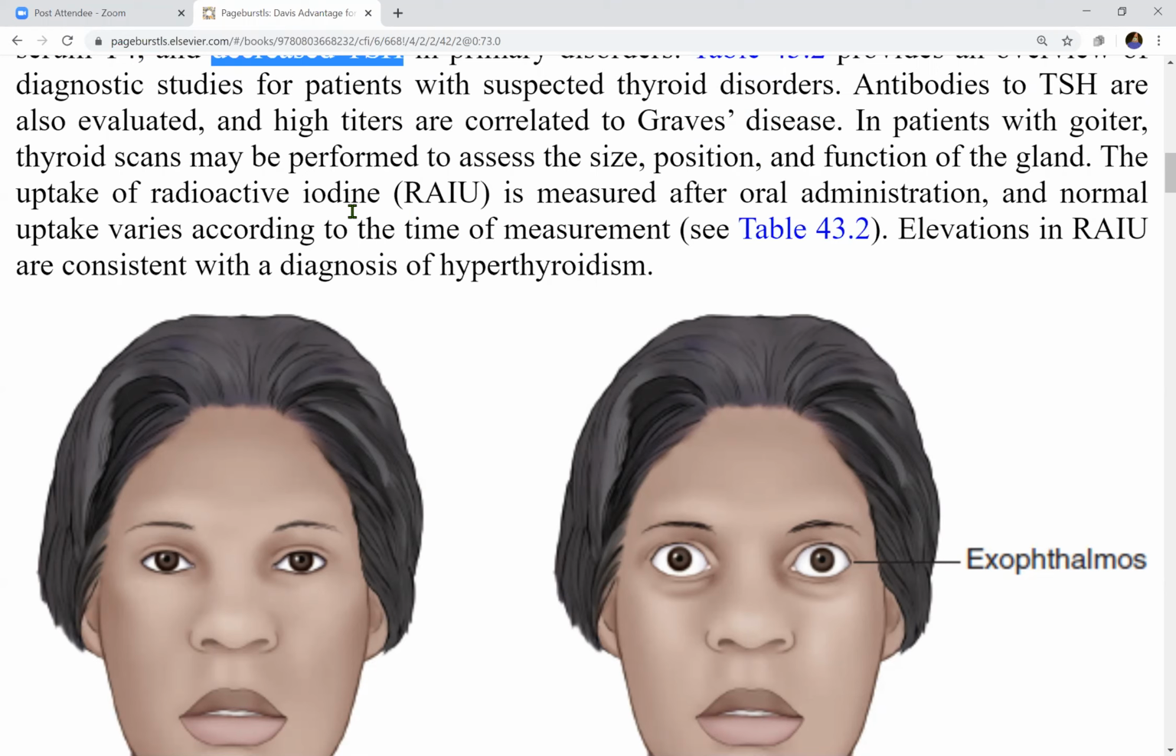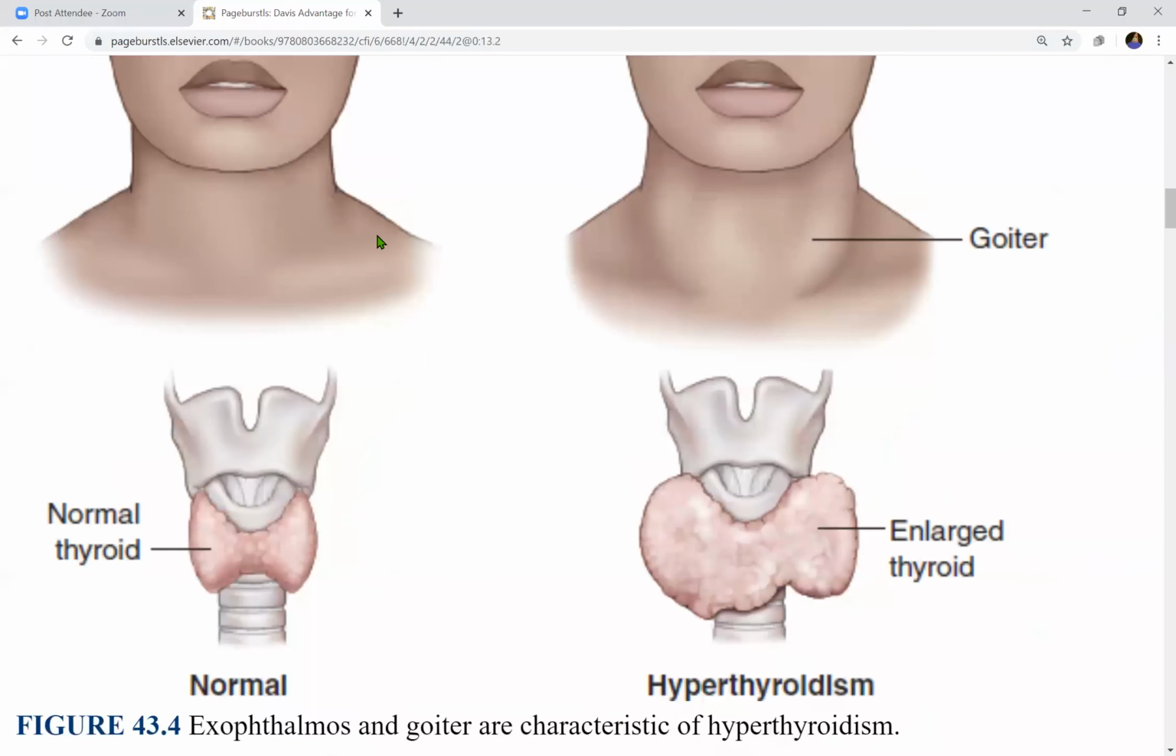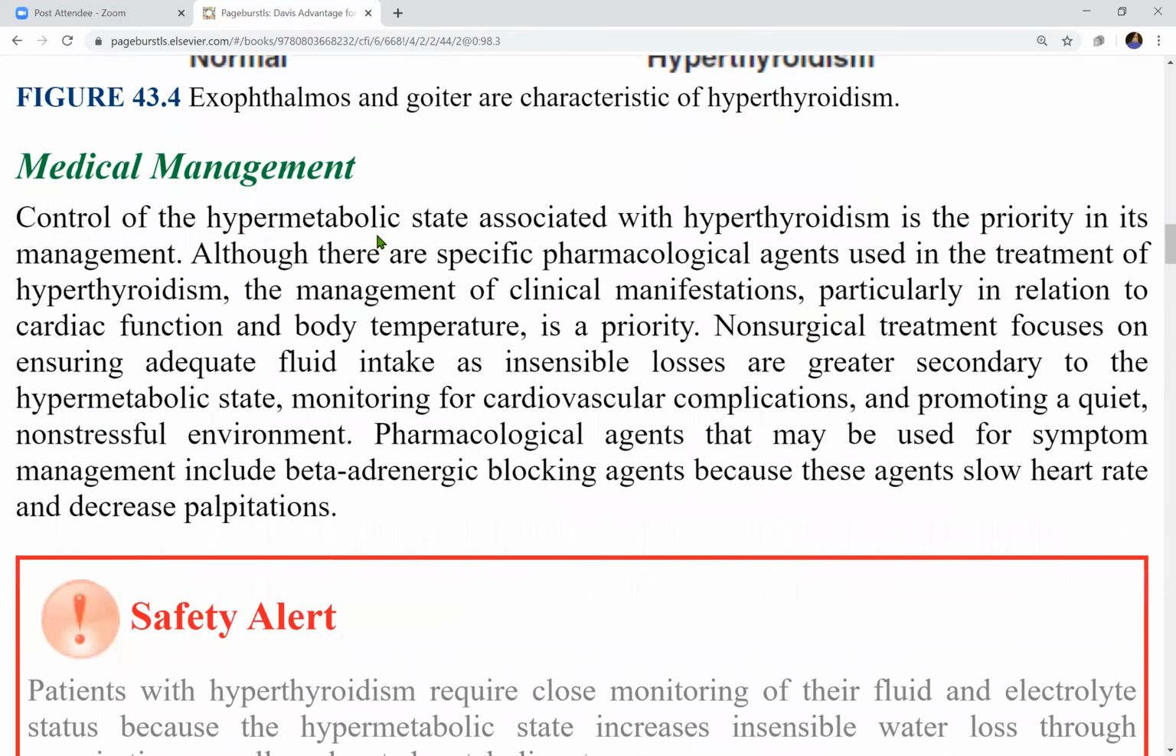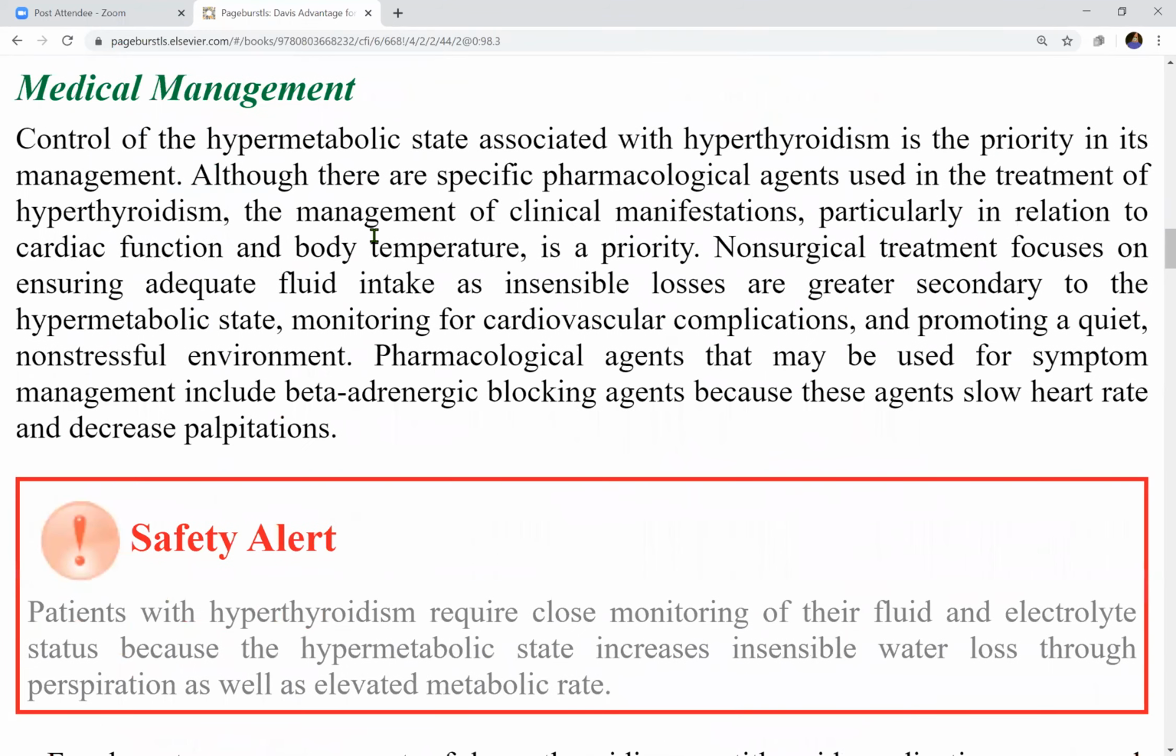So they'll take the patient down to nuclear medicine, and then they take pictures. If there's an increased uptake of radioactive iodine, then that means the thyroid gland is very hyperactive. The normal uptake is usually 30 to 50%. So if the uptake of the radioactive iodine is higher, then it corresponds with the activity of the thyroid gland. All right, how do we treat this?